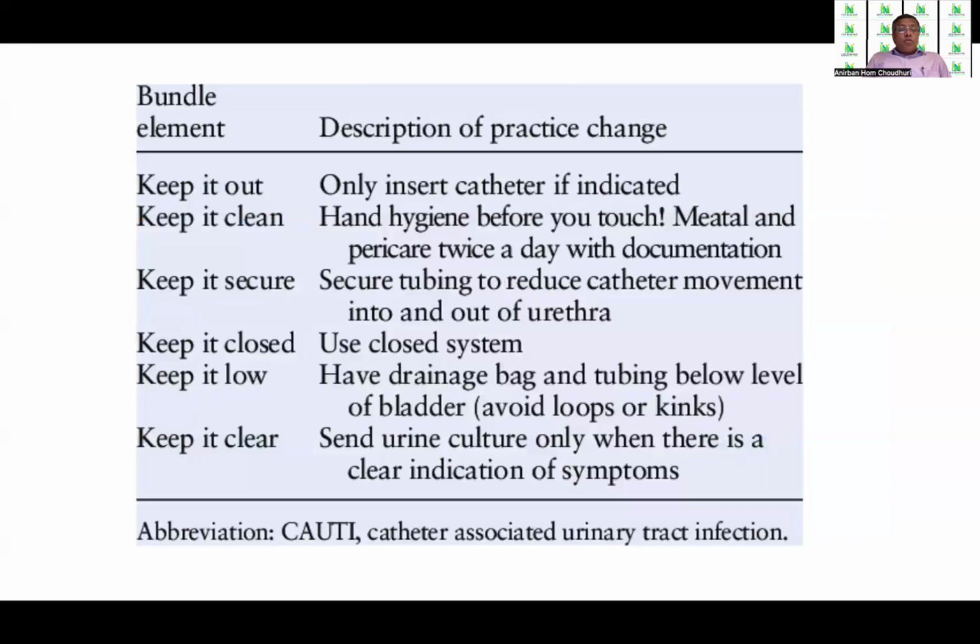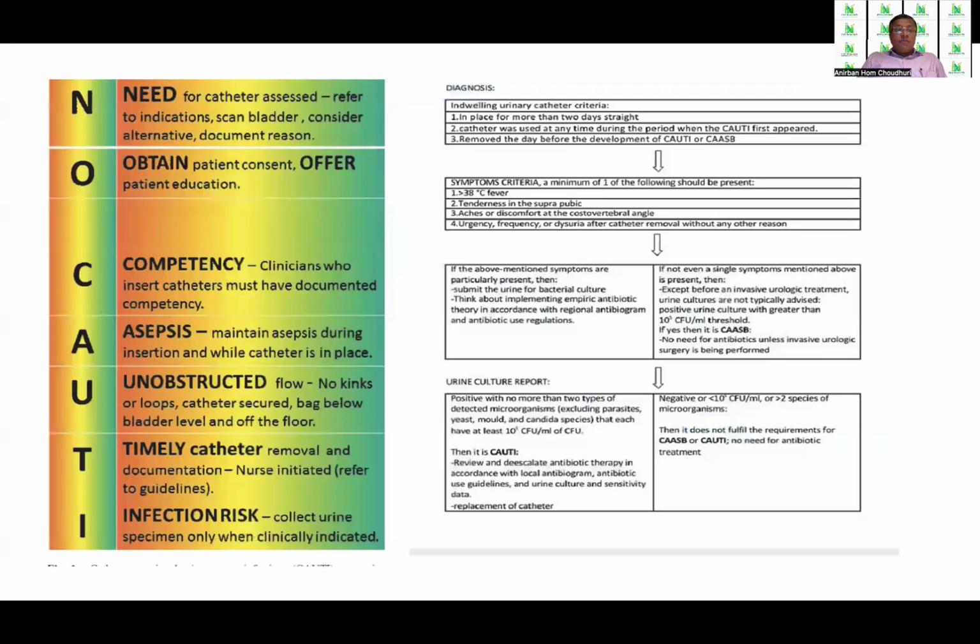CAUTI. To keep things simple: keep it out, because we only insert a catheter if indicated. Keep it clean, using hand hygiene before touching, and meatal and pericare twice a day with documentation. Keep it secure to reduce catheter movement into and out of the urethra; every time it moves in or out, it increases the risk of infection. Keep it closed by using a closed system. Keep it low by having the drainage bag and tubing below the level of the bladder. Also avoid loops or kinks and keep it clear. Send a urine culture when there is a clear indication of symptoms.